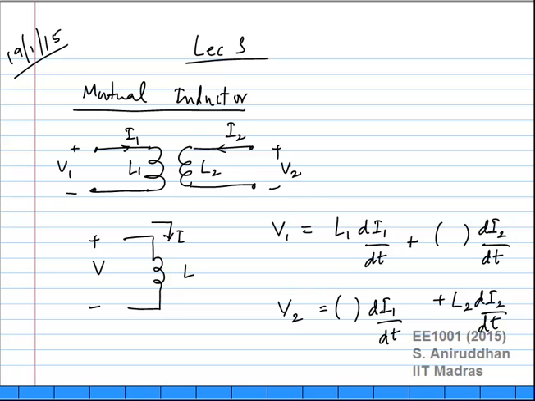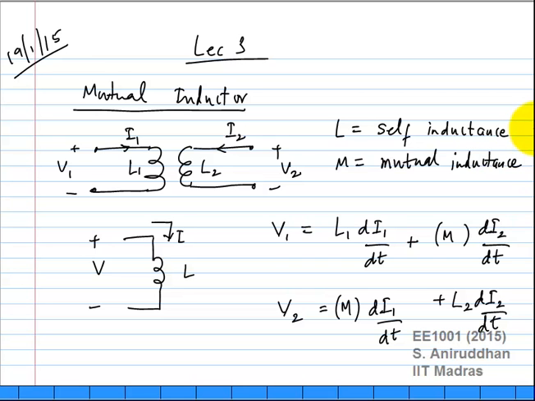Okay, how does it depend on the current through the other coil? As it turns out, it depends on a variable we call M, which corresponds to mutual inductance. L is what is called the self inductance of the coil, and M is what is called the mutual inductance between the coils.